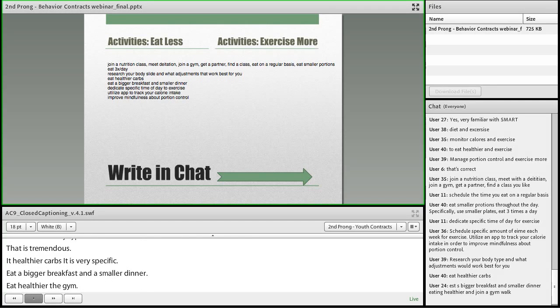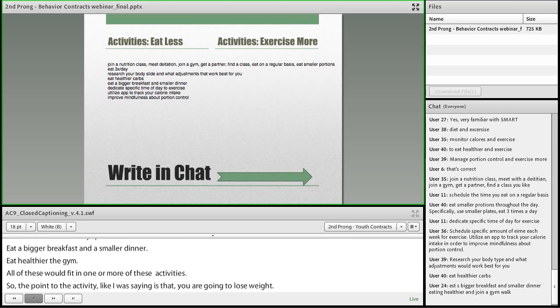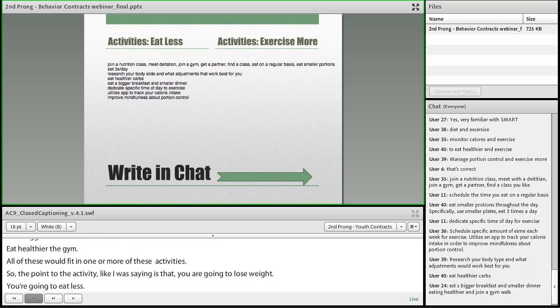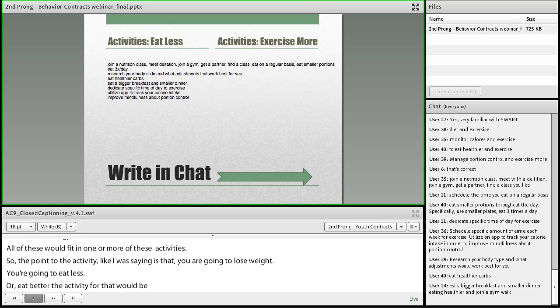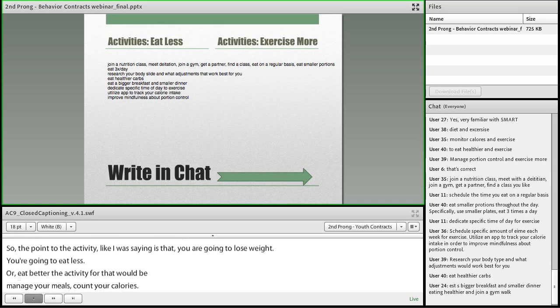So the point to the activities, like I was saying, is that so you're gonna lose weight, you're gonna eat less or eat better, and so the activities for that would be manage your meals, count your calories, eat just 2 meals a day, things like that. Eat a bigger breakfast, a smaller dinner that they have here, dedicate a special time of day to exercise. I would have done an exercise one. So I think we sort of get the point.